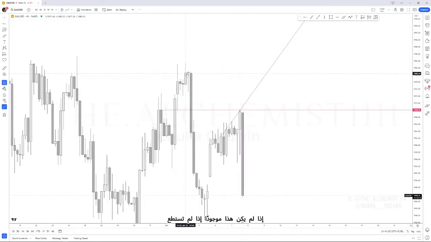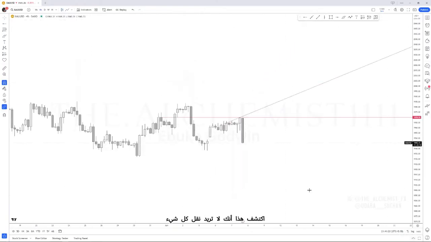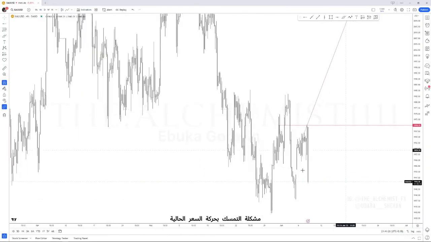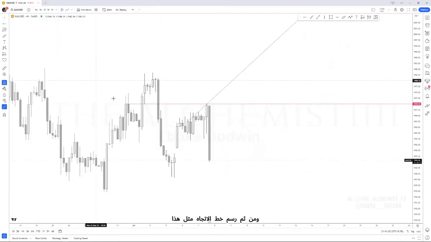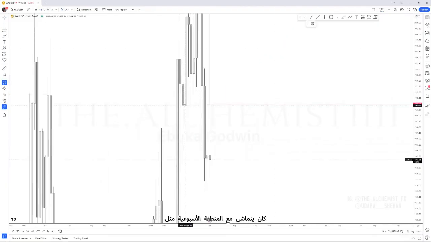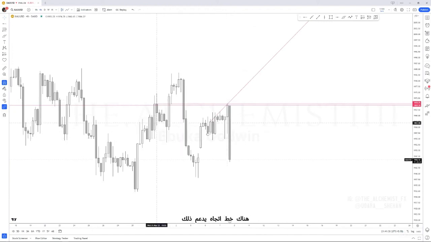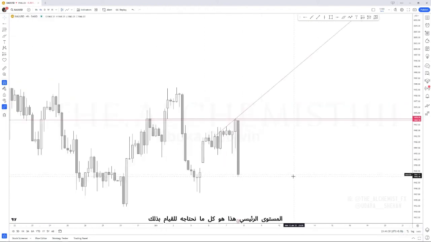If this is not there, if you couldn't spot this, you didn't want to move all the way here to draw a trend line, no problem. Stick to current price action and then draw a trend line like this, because the main thing here is the key level. This key level is a strong one because it was in line with the weekly zone as well. So all we do is we try to see if there is a trend line supporting that key level. That's all we need to do.